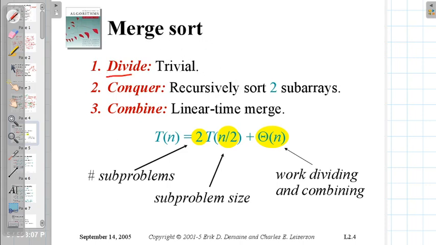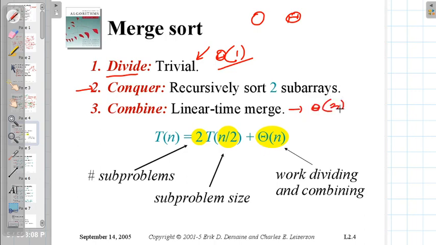This divide is trivial, that means order of one time, constant time, or theta one time. We now know what big O and theta are. Then conquer: we have to recursively sort two subarrays. And the combine operation, linear time merge, means order of n time, or theta n time.